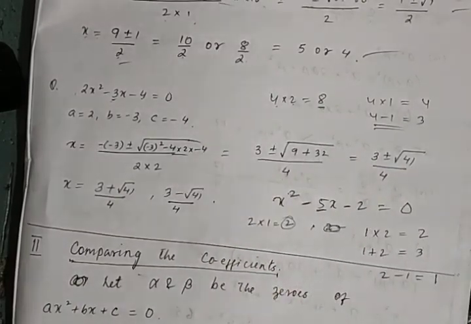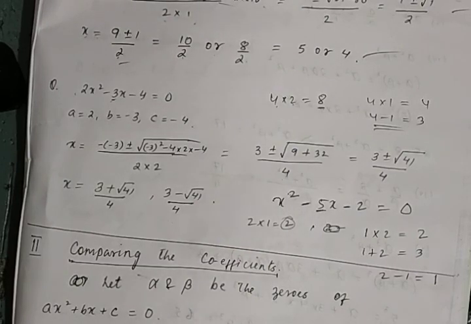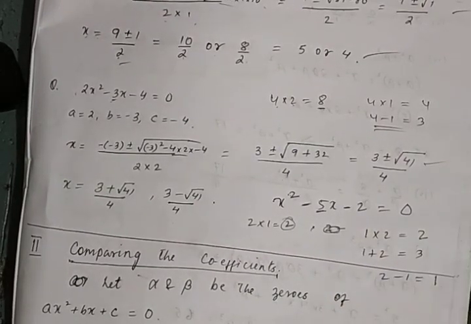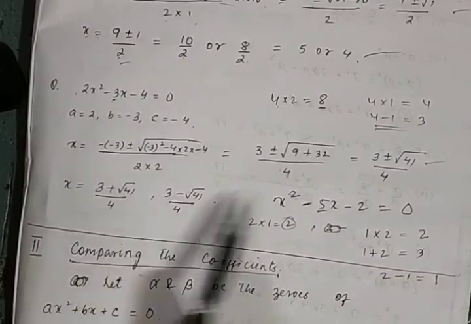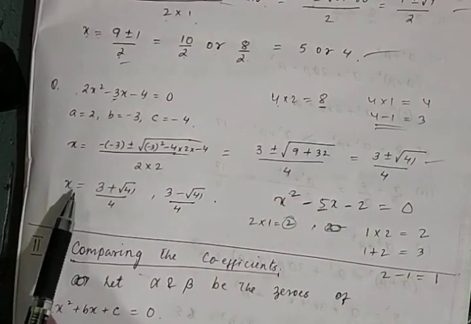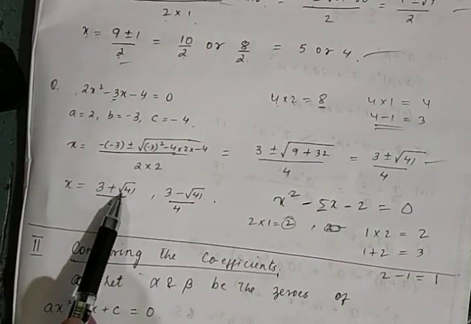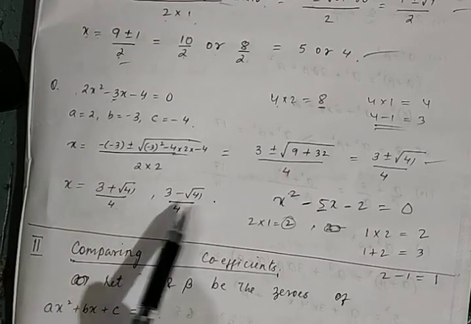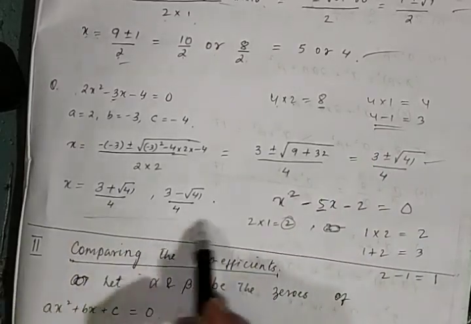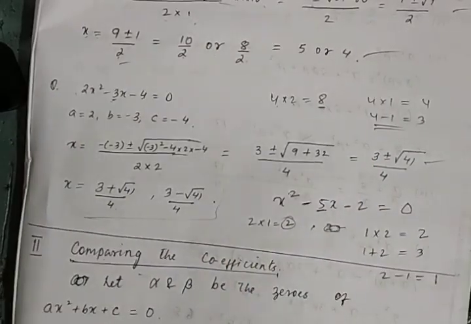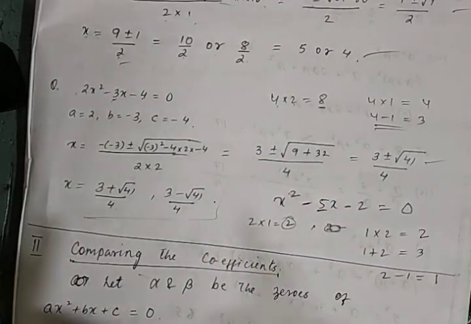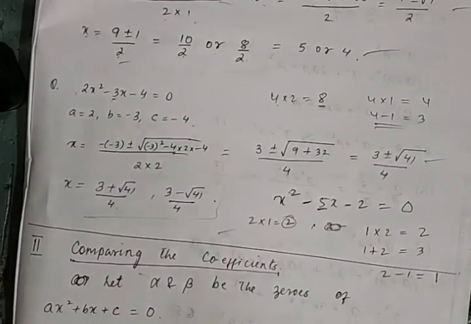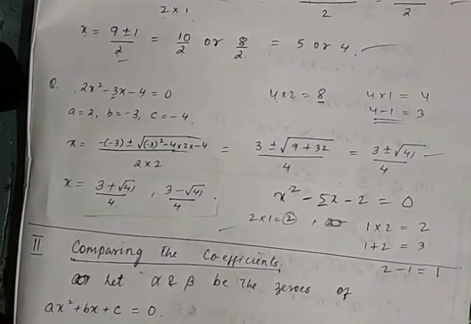Root over 41 is not a perfect square. You have learned in squares and square roots. Now root over 41 cannot come out of the root, so it will remain as it is. So there are two solutions. One solution is 3 plus root over 41 by 4, or another solution is 3 minus root over 41 by 4. See, plus minus. So always two solutions. See, in short steps we get the answer. So this is also a very important topic, quadratic formula. Later on we'll practice some more questions.